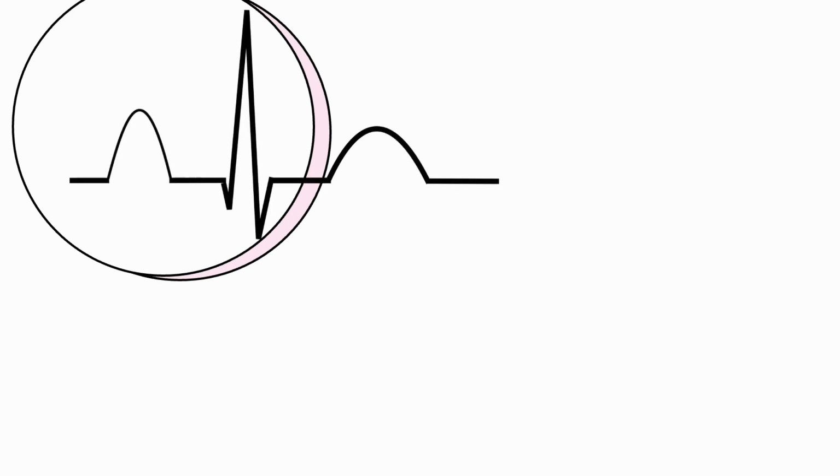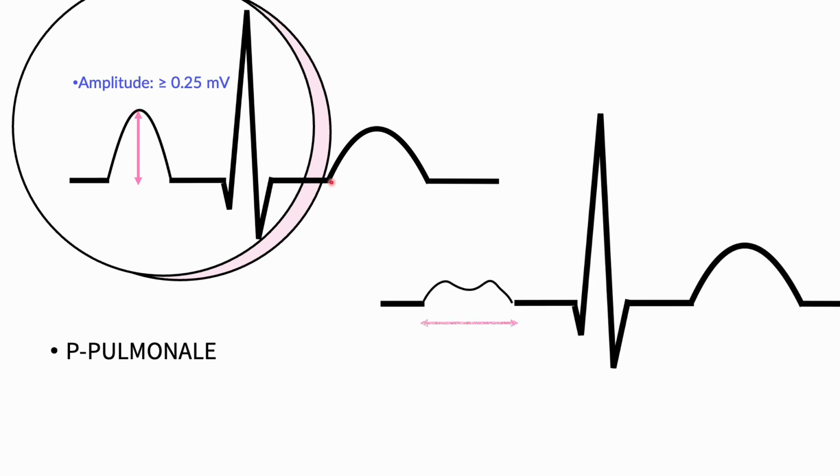Now, a high P wave amplitude, which is 0.25 millivolts or more than 2.5 small squares, is called P pulmonale, indicating right atrial hypertrophy. A long duration of the P wave, taking more than 3 small squares, more than 0.12 seconds, is called P mitrale, and it's caused by left atrial hypertrophy.